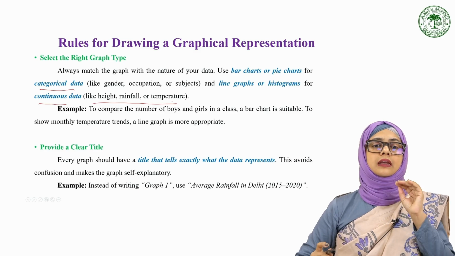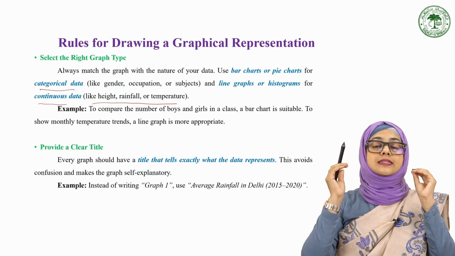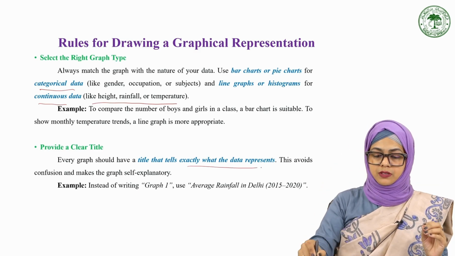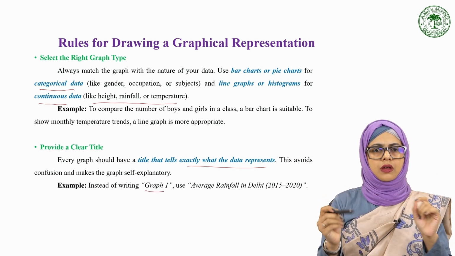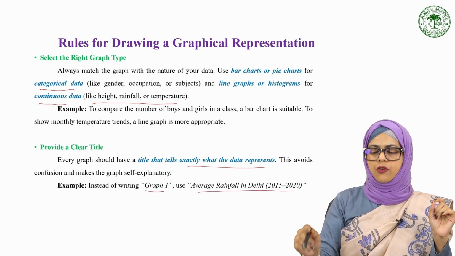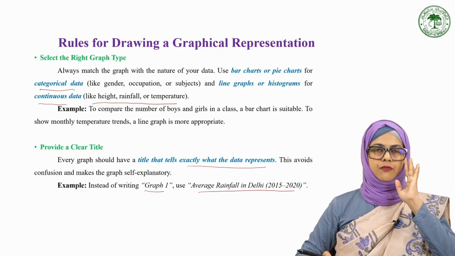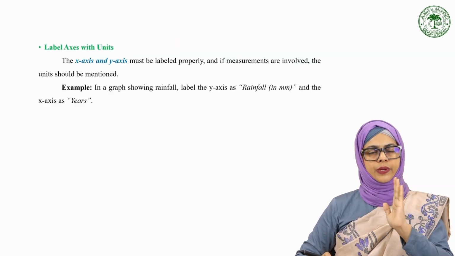Then you have to provide a clear title. Title tells you exactly what the data represents. So instead of writing just graph 1 or figure 1, you have to tell this is the average rainfall in Delhi and the time span from 2015 to 2020.